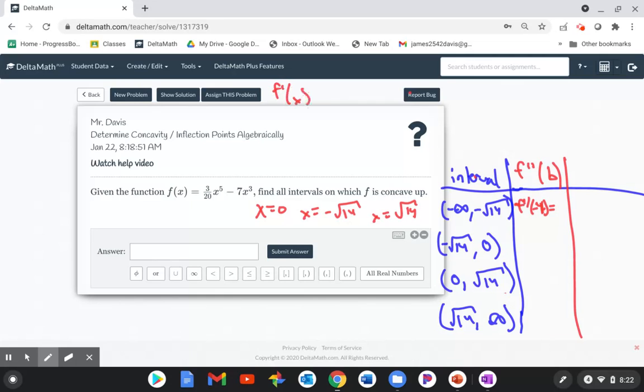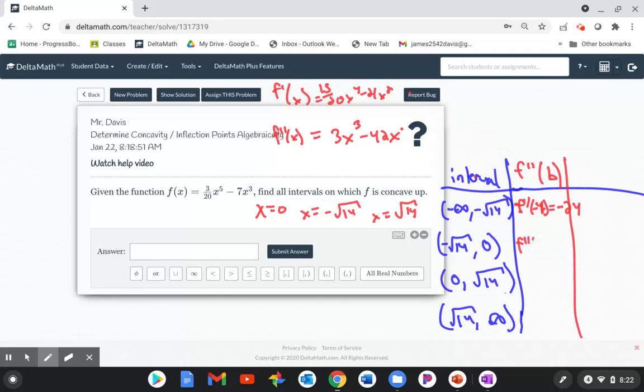Let me pull that back up here real quick. That was 3x to the third minus 42x. All right, that was f double prime of x. So we're going to plug them into that. I would just plug this into your y equals so you don't make a mistake. Plug it into y1, 3x to the third minus 42x, and then just do the table. So if we plug in negative 4, we get negative 24.